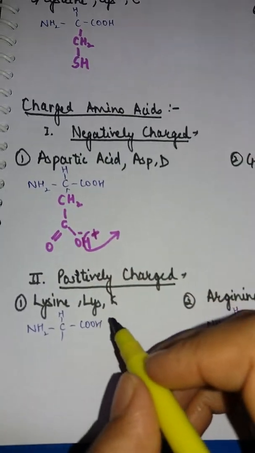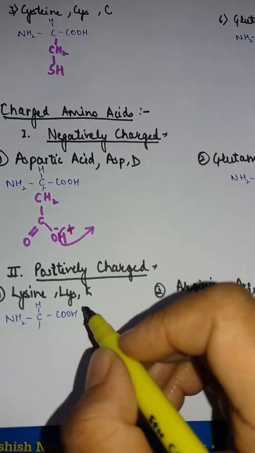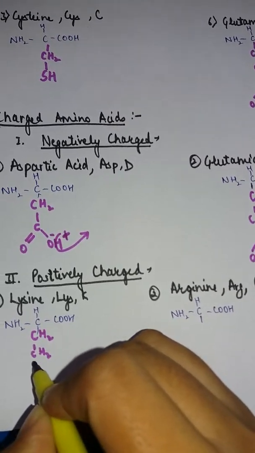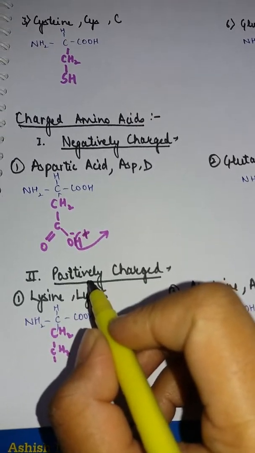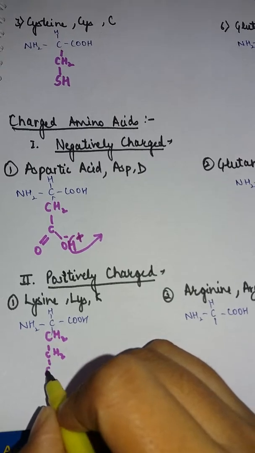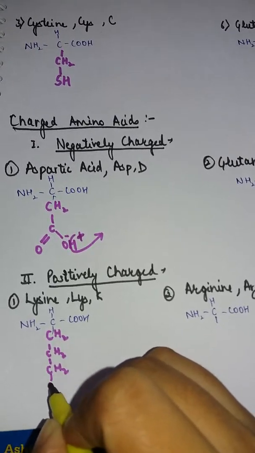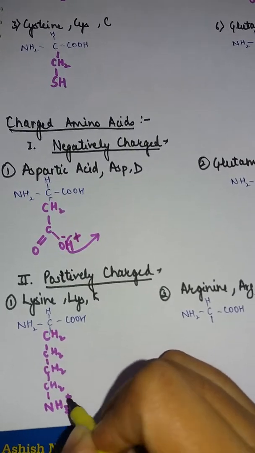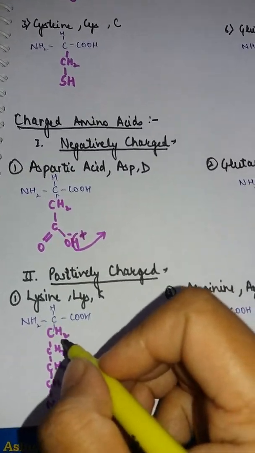Now let's talk about lysine. It contains 4 carbons. These are positively charged, so they will contain the amino group at their end. It contains 4 carbons, CH2 CH2 CH2 CH2, and at the 5th position it will contain an NH3 positive group. That's why it is positively charged.